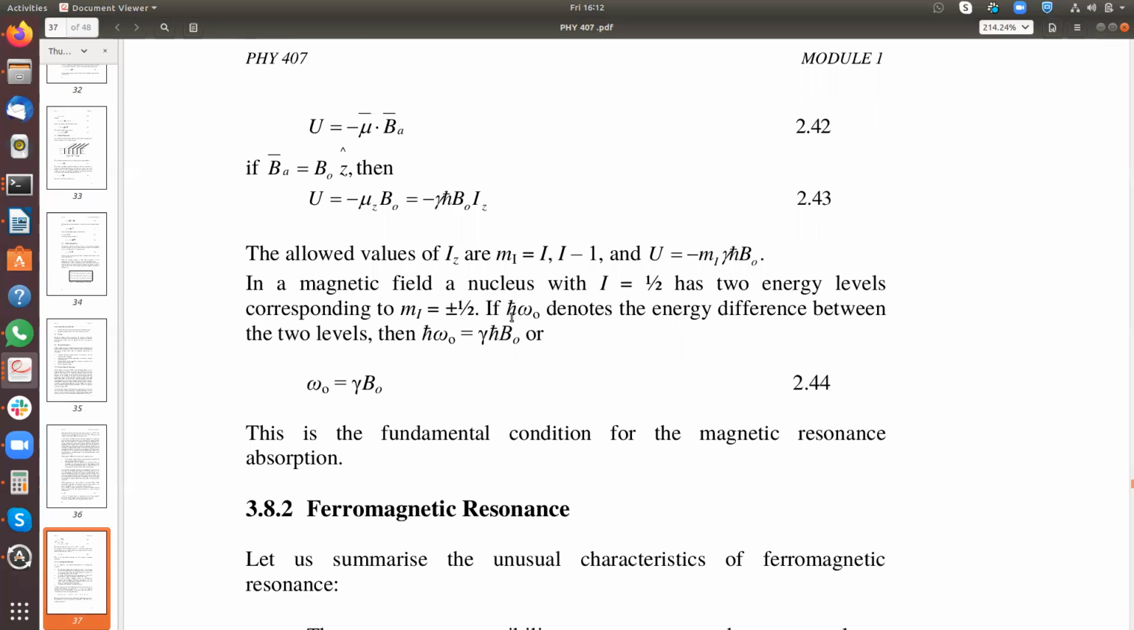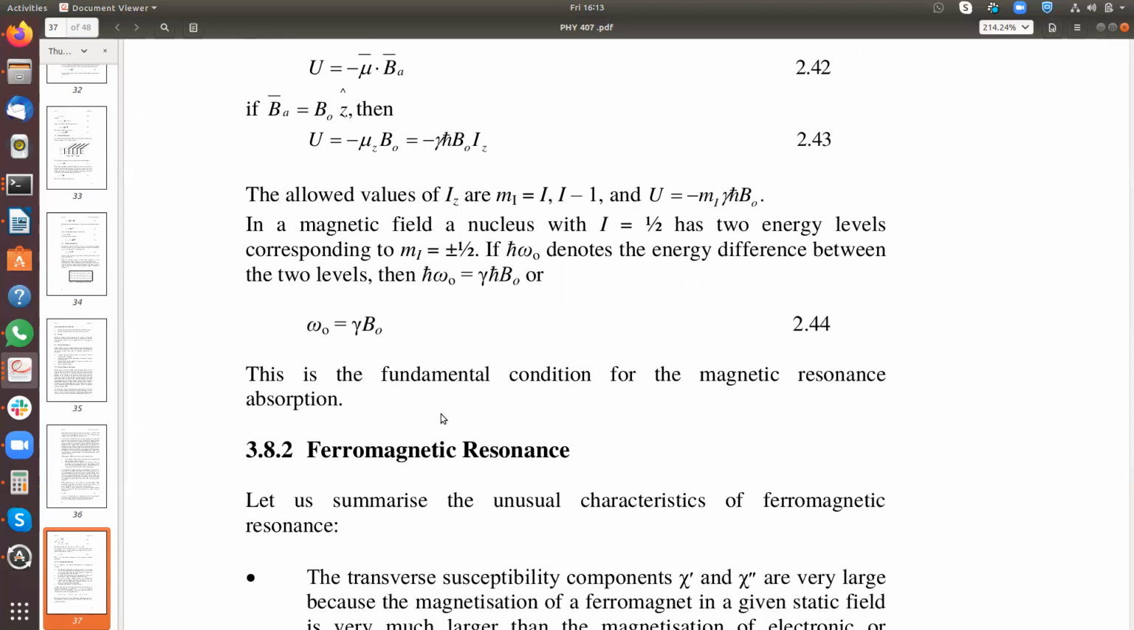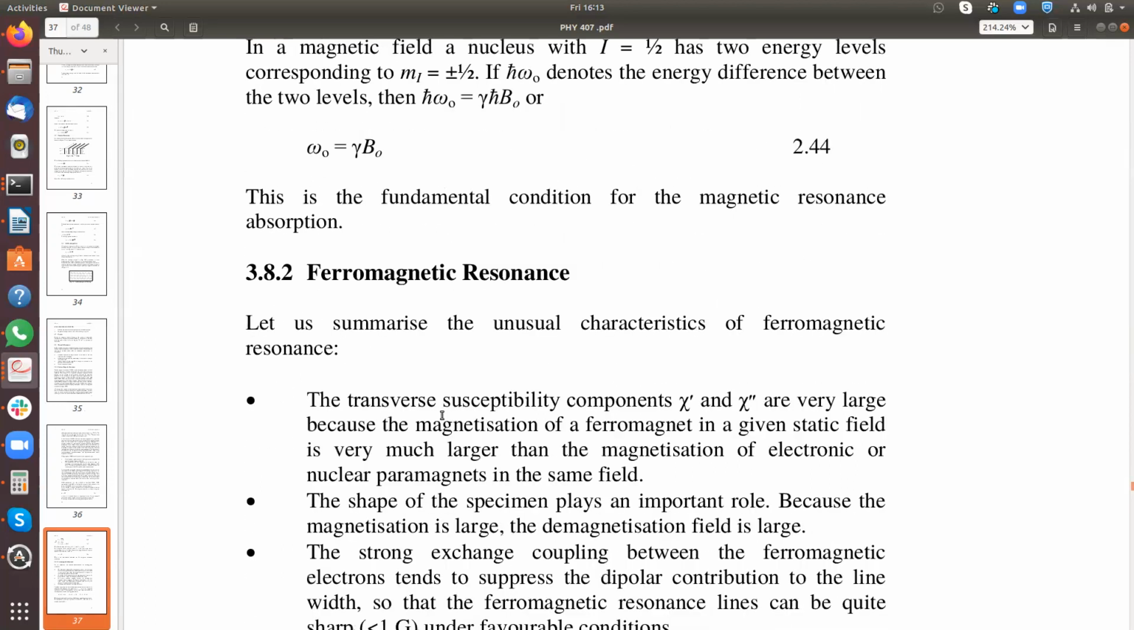All this, you can solve yourself by just putting the value of I equal to half, then doing some simple algebra, and you arrive at equation 2.44. This is the fundamental condition for magnetic resonance absorption. Any question on that? It's a story concept which you can read and understand.